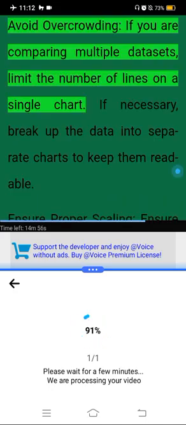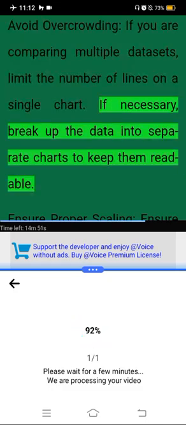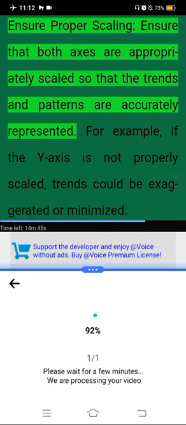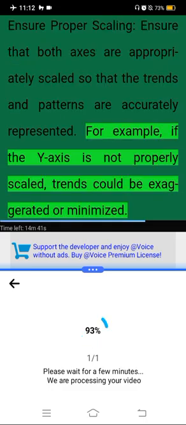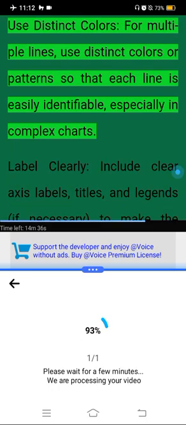Guidelines for using line charts. Avoid overcrowding. If you are comparing multiple datasets, limit the number of lines on a single chart. If necessary, break up the data into separate charts to keep them readable. Ensure proper scaling. Ensure that both axes are appropriately scaled so that the trends and patterns are accurately represented. For example, if the y-axis is not properly scaled, trends could be exaggerated or minimized.